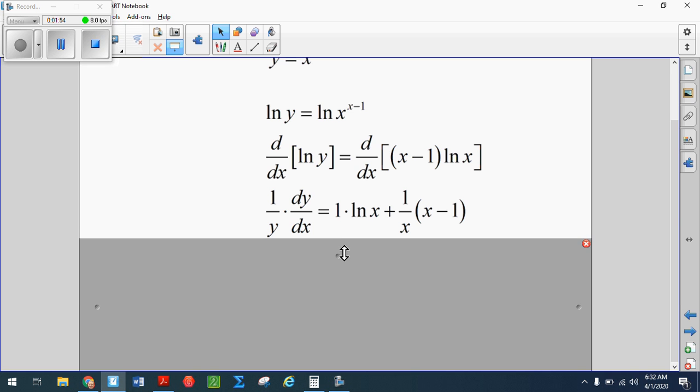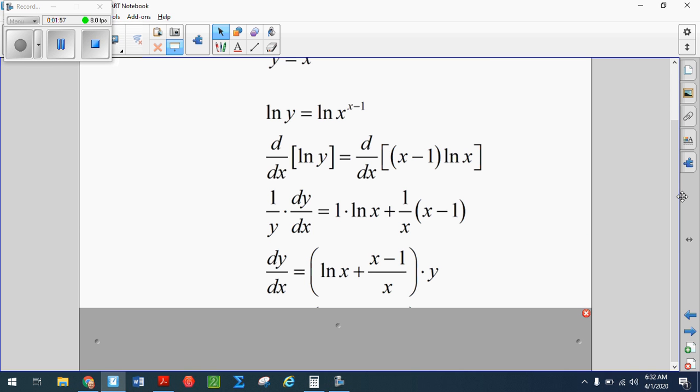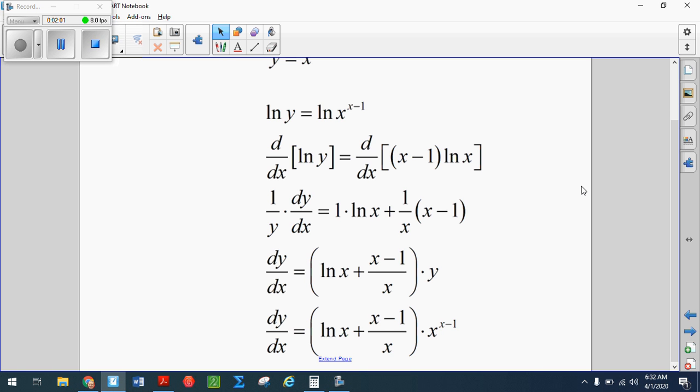Then I multiply both sides by y and plug in what y actually is. And I don't really need to clean that up. I could write it as a single fraction, but it really doesn't become any prettier. So I'm just going to leave it as natural log x plus x minus 1 over x, and then all times x to the x minus 1.